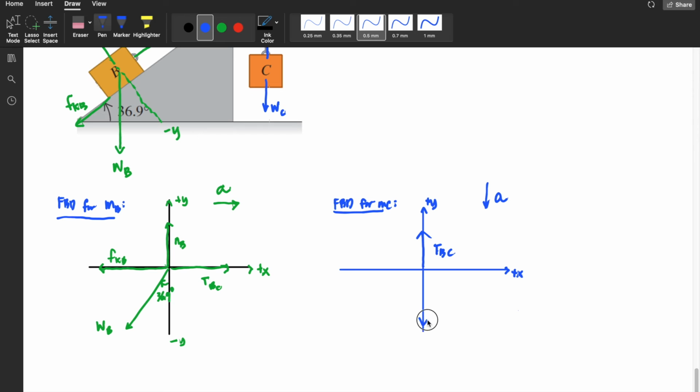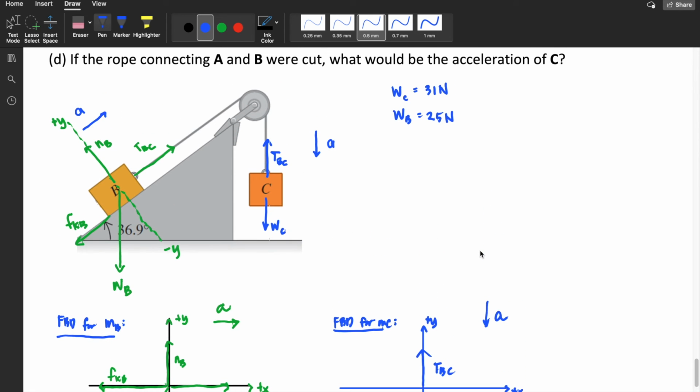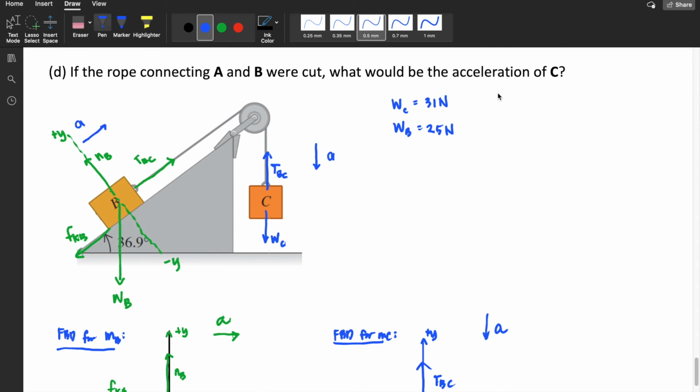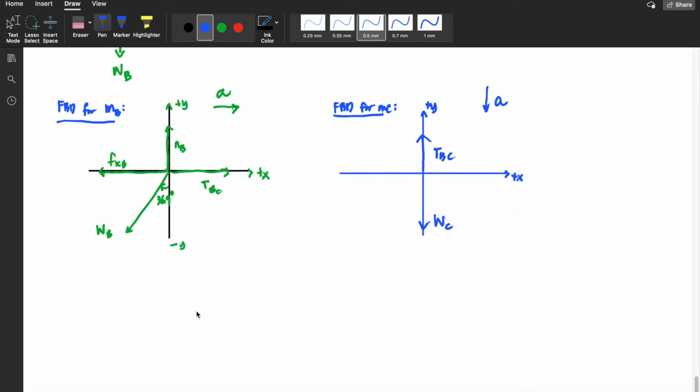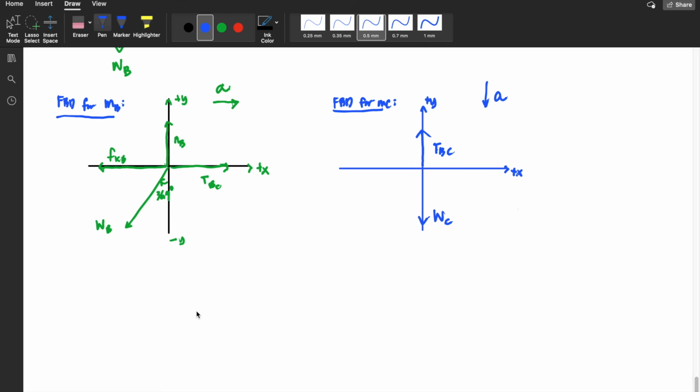And then you'll have here weight WC. So, for this case, we are looking for the acceleration. What would be the acceleration of C? That would be equal in magnitude to the acceleration of mass B. First things first, the system does not obey Newton's first law, but rather Newton's second law, or the law of acceleration.